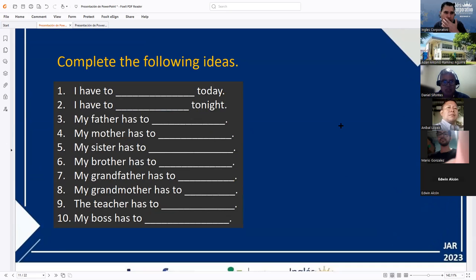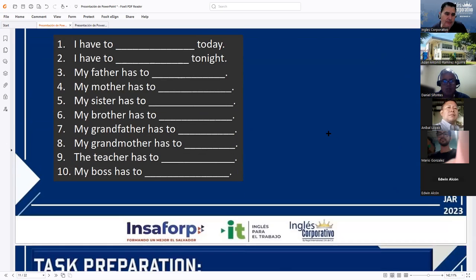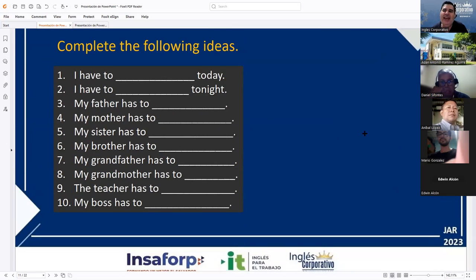Now we're going to complete with our own ideas together in the groups. We're going to complete with this. Okay. What do we have to do? I will give you an example. This is only an example. I have to work today, right? I have to teach a class tonight.